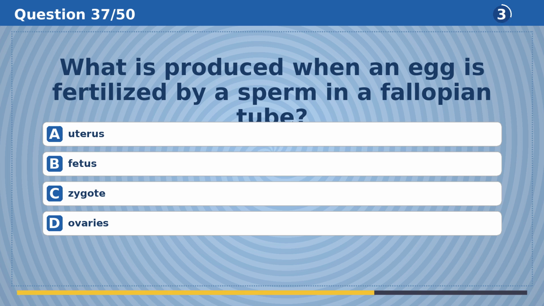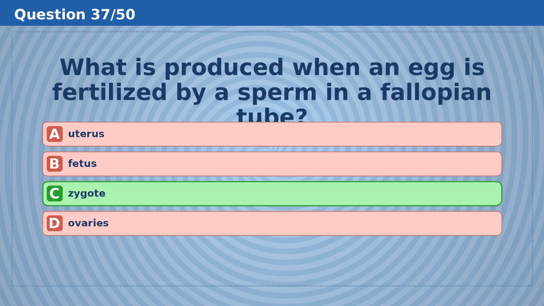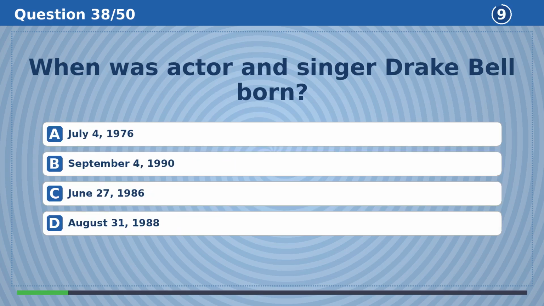What is produced when an egg is fertilized by a sperm in a fallopian tube? The answer is C. Zygote.